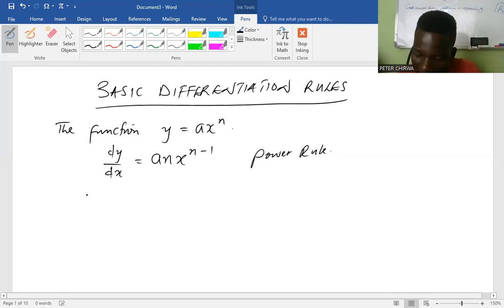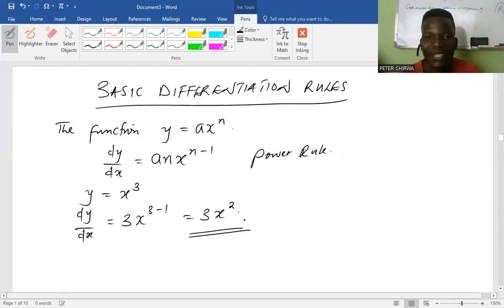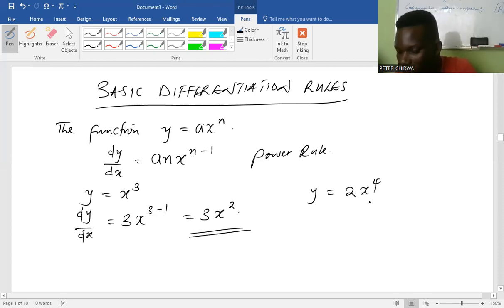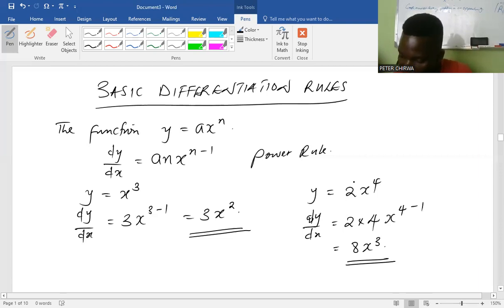So, let's say we have a function y equals x to the power 3. Differentiating with respect to x, we drop the power 3, and it's going to be 3x to the power 2. We have differentiated like that. Let's say we have 2x to the power 4. How do you differentiate that? We drop the power 4, times 2, so we're going to have 8x to the power 3.